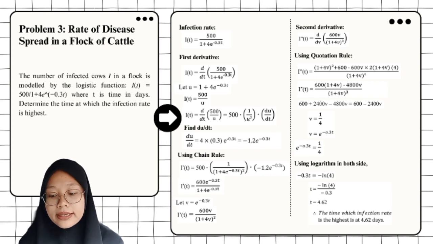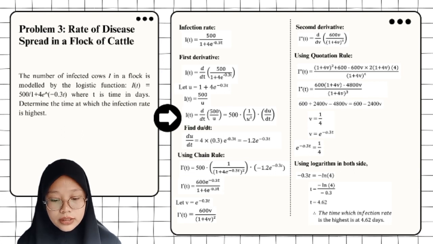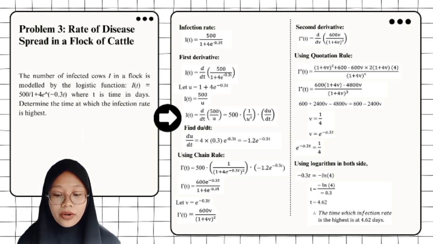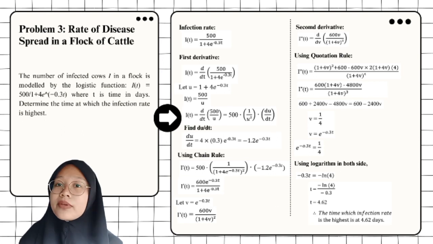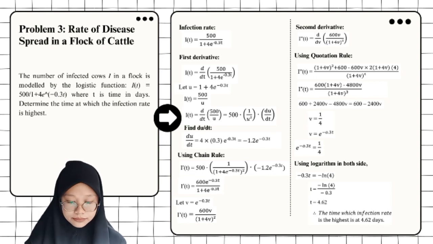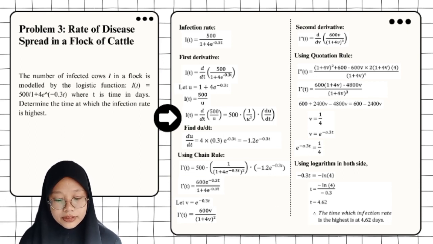Now, we recall that the derivative of the function 1 over u with respect to u is equal to negative 1 over u squared. So, I prime t is equal to 500 times negative 1 over u squared times du over dt. Next, find the value of du over dt. So here, we calculate it and get the answer, which is negative 1.2e to the power of negative 0.3t. After that, combine the result using the chain rule.